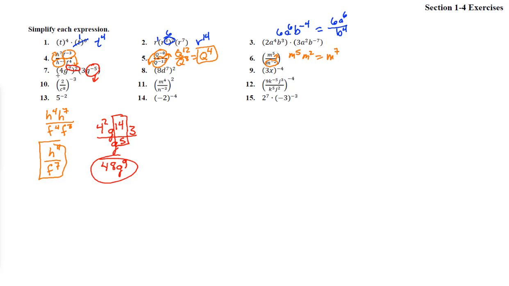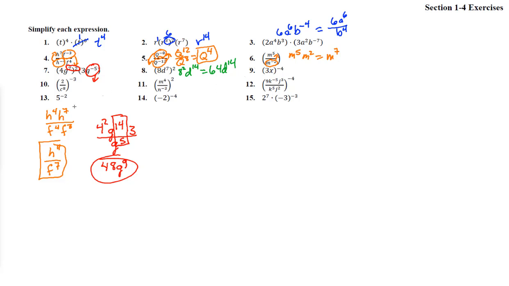Great. Number 8. 8d to the 7th squared. So the squared goes to everything in there. We get 8 squared times d to the 7th squared. That's multiplication, a 14th. So that gives us 64d to the 14th.